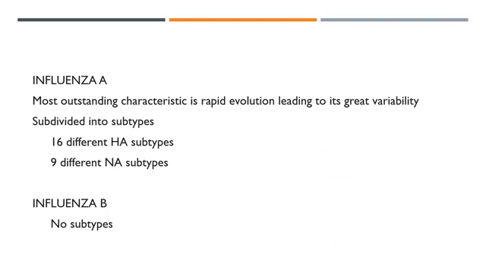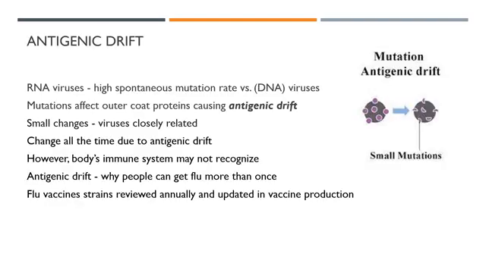So influenza A, its most outstanding characteristic is its rapid evolution. That means it's going to have lots of different forms circulating in the world at any given time. It's divided into subtypes. As I mentioned, there are 16 different H or HA subtypes and 9 different NA or N subtypes. And that can change at any time, and we can add more. But currently, right now, there are no influenza B subtypes. It's just influenza B. So the reason for this variety in influenza are 2 things. One is called antigenic drift, and one is called antigenic shift.